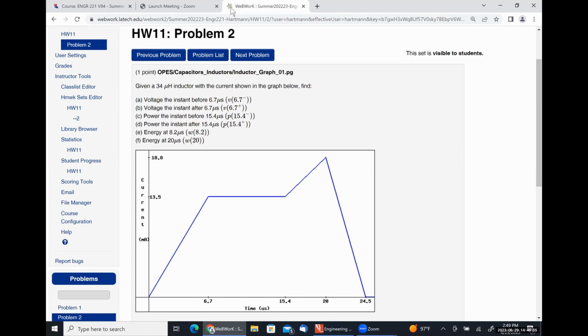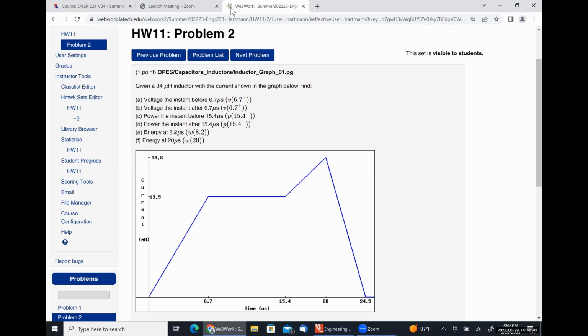So here, you're asked to find the voltage the instant before 6.7 microseconds, or the voltage when you're approaching 6.7 from the left. That's going to be nothing more than the slope. So 13.5 milliamps divided by 6.7 microseconds times 34 microhenries gives you some number. That's the answer for part A. For part B, the voltage the instant after 6.7 microseconds. Well, this is over the time interval where the current has become constant. So the answer to part B should be 0.